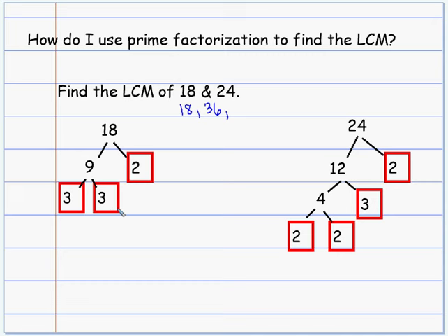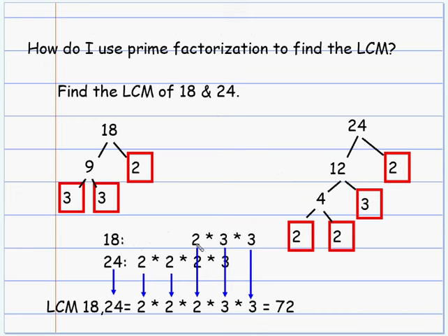18 is 2 times 3 times 3, and 24 is 2 times 2 times 2 times 3. So, the least common multiple, you have to have all of these. Okay, so you need all of these, and you only need the new ones from here. Okay, so let's see what I mean. So you need all of the ones from 18. Do you see these? You need a 2, a 3, and a 3. And then you only need the new ones from 24, so you would need a 2 and a 2.